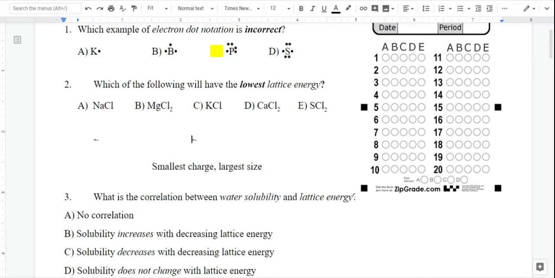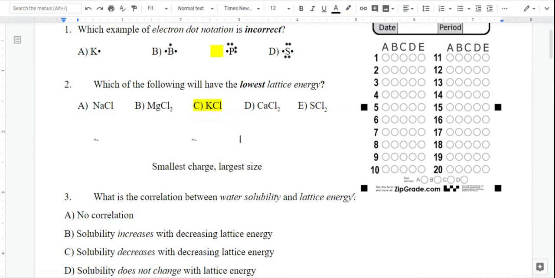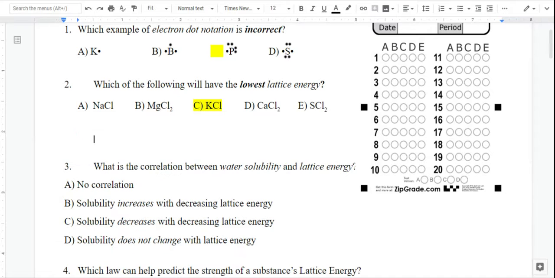Of these two, they both have chlorine, but which one is larger in size? As the atoms get further apart, lattice energy goes down. And we know that potassium is bigger than sodium in terms of size. It's lower on the periodic table. So that is going to make this our answer. Let's highlight that. Yep, that looks nice.